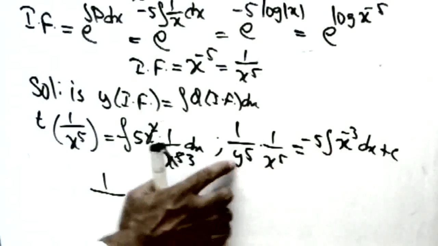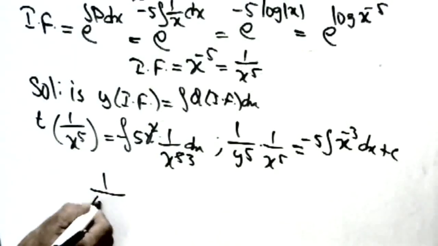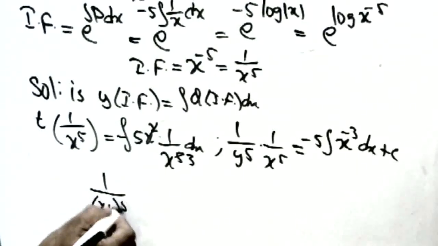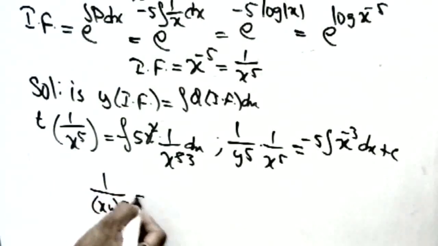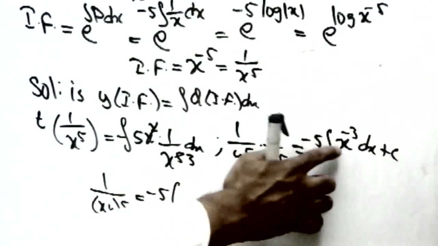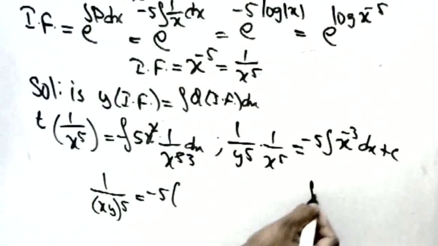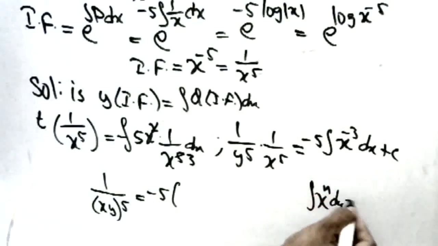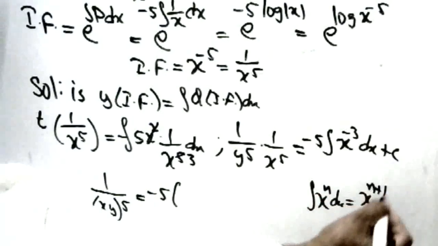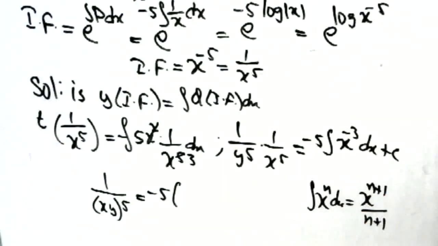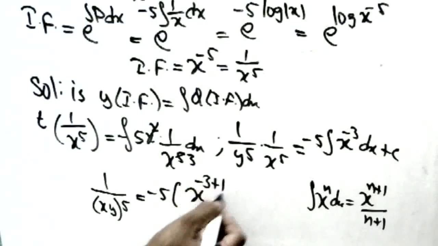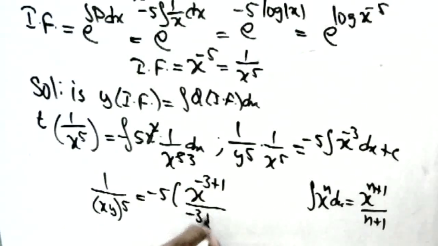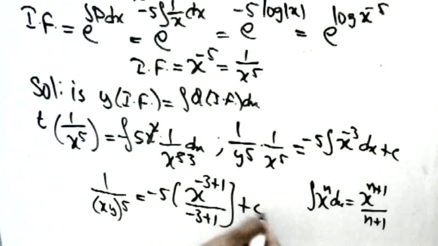So see here, we are having x power 5 y power 5, we can write a common power for this, 1 by xy whole power 5 equals minus 5 into, now we know the integration of x power n. Integration of x power n is x power n plus 1 by n plus 1. So we are left with only one step. Let me finish here. So what is left here?